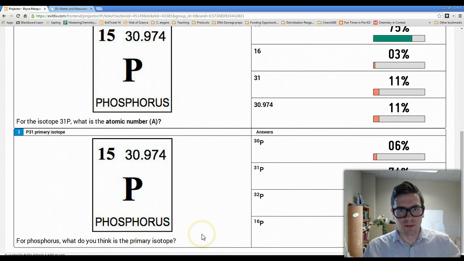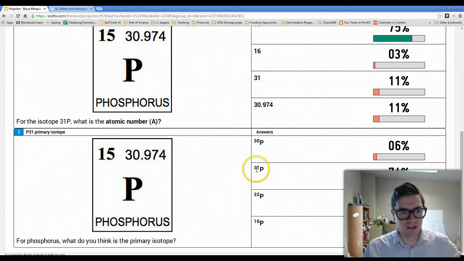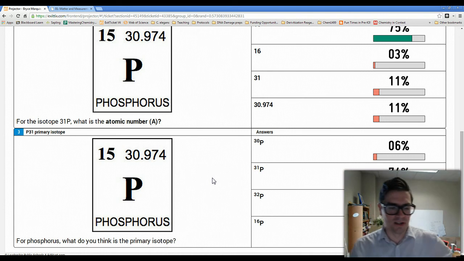The final question was, what is the primary isotope? If you remember, the atomic mass here, 30.974, represents the average mass of all the isotopes, and so the most prevalent isotope will be closest to this mass. This is very close to 31. That meant that 31 was our most prevalent isotope. So that was our exit ticket for the day.